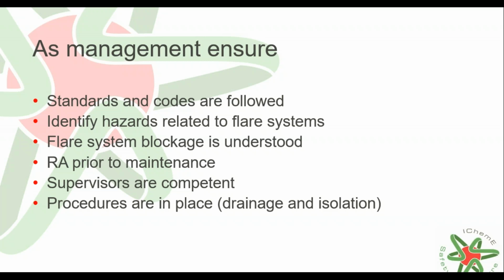Identify the hazards associated with flare systems and check that safeguards are available and adequate. Make sure that maintenance activities are considered in sufficient detail during PHA and HAZOP reviews. Ensure sources of flare blockage are understood. Contingent plans are developed to address possible obstructions in the flare systems.